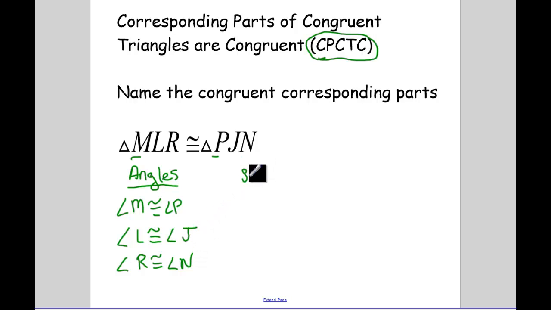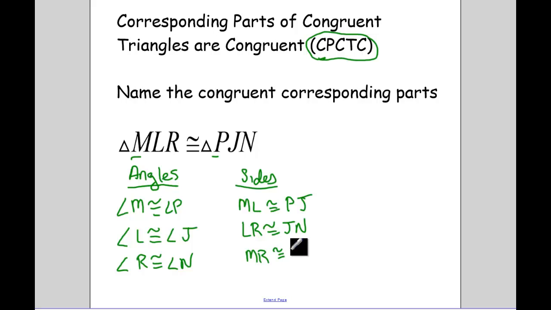Our sides, our corresponding sides. ML is congruent to PJ. I listed the first two letters together. LR is congruent to JN. And lastly, MR, the first and last, is congruent to PN.